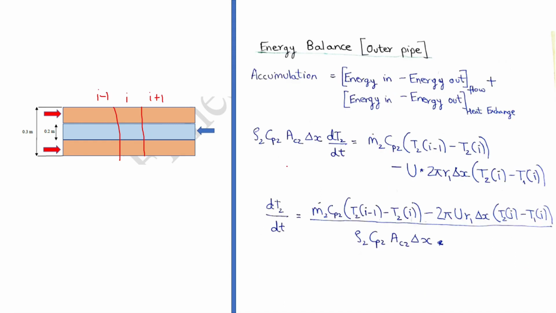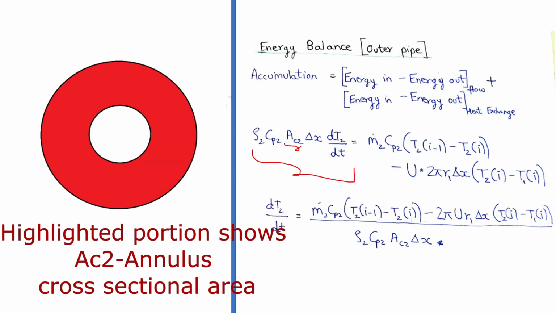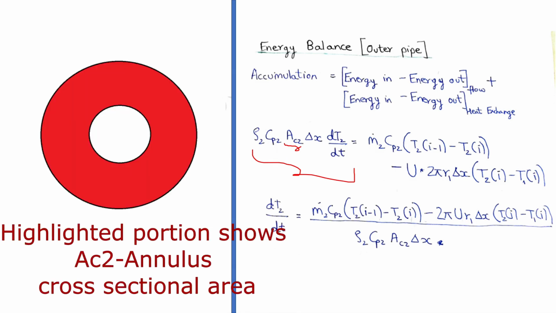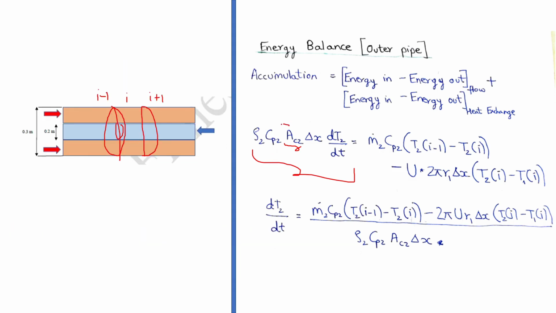All right. Moving on to the energy balance of the outer pipe, we have again the accumulation term. However, in this case, the area will be the area of the annulus. So it will be the area of this cylinder minus the area of the inner cylinder. So it will be pi r2 squared minus pi r1 squared. So this will be the area of the annulus into, again, the volume.